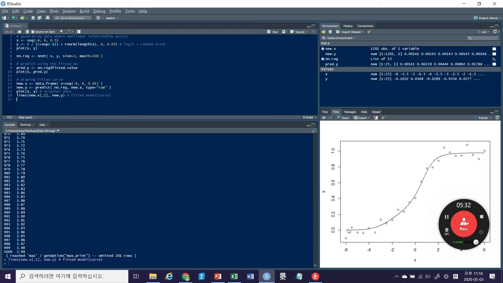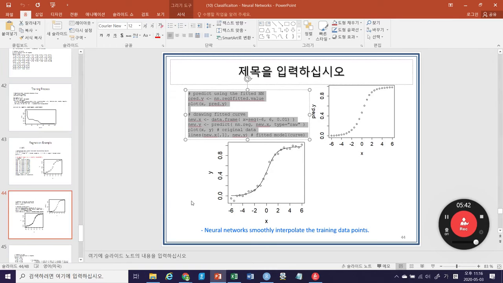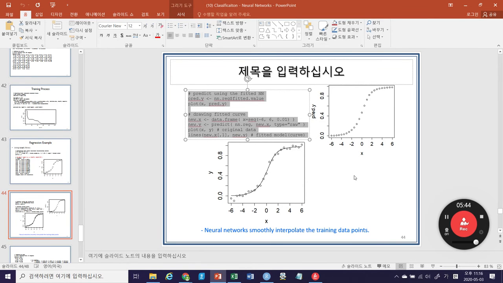Okay, so a neural network can be used for a regression problem using the same error backpropagation algorithm. Okay, so this sentence is quite important. Neural networks smoothly interpolate the training data points. Okay, so smoothly interpolate the training data points.